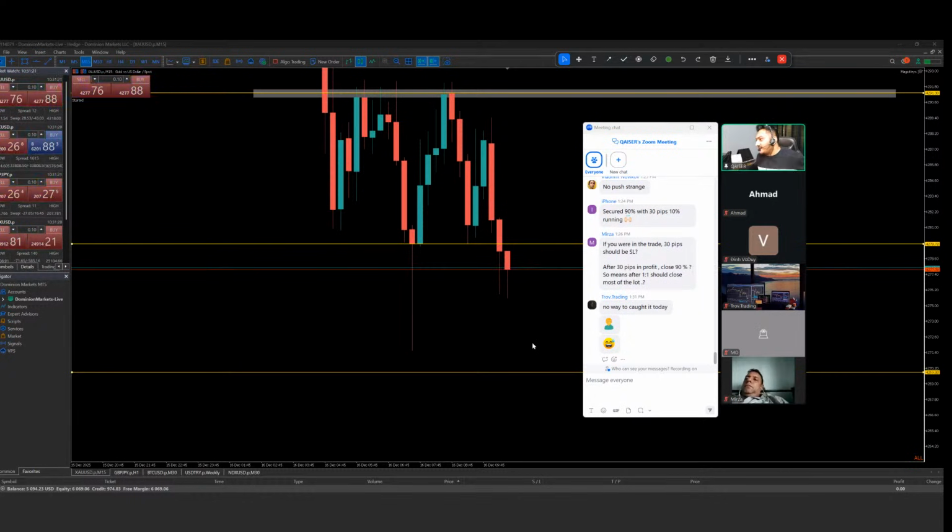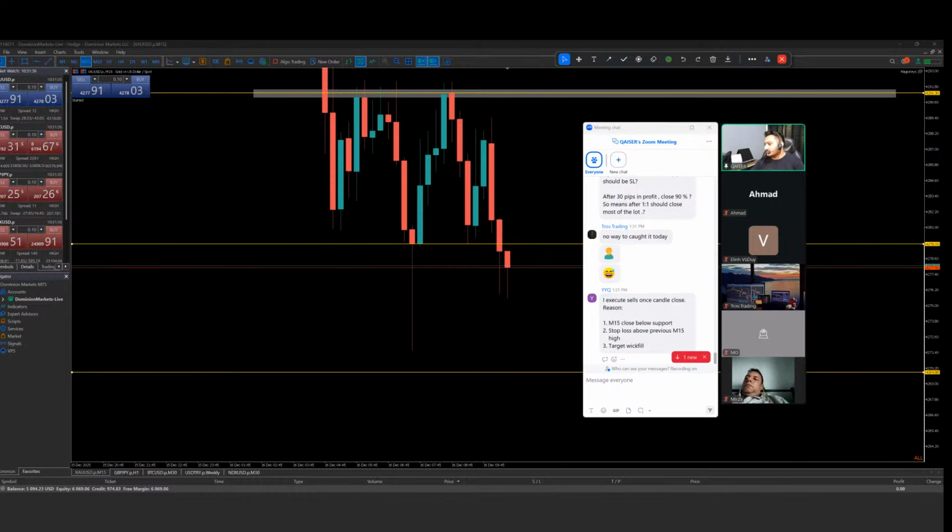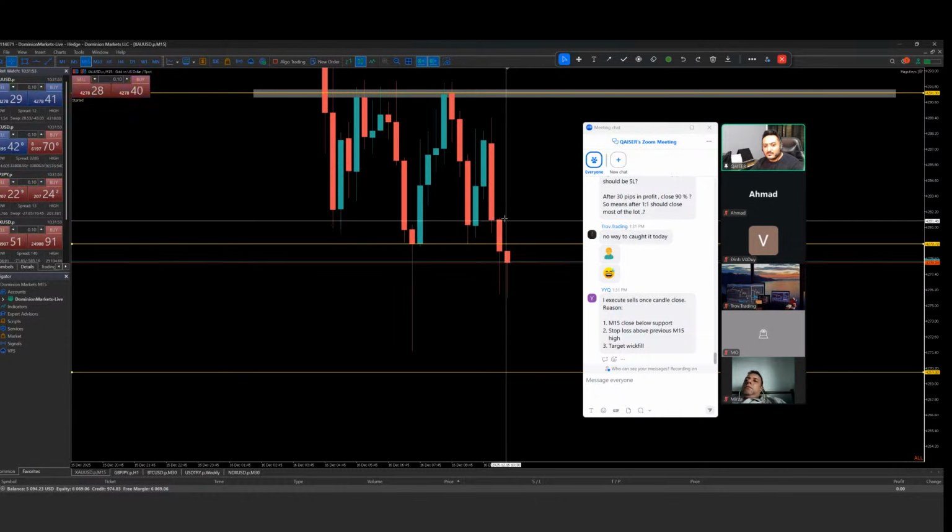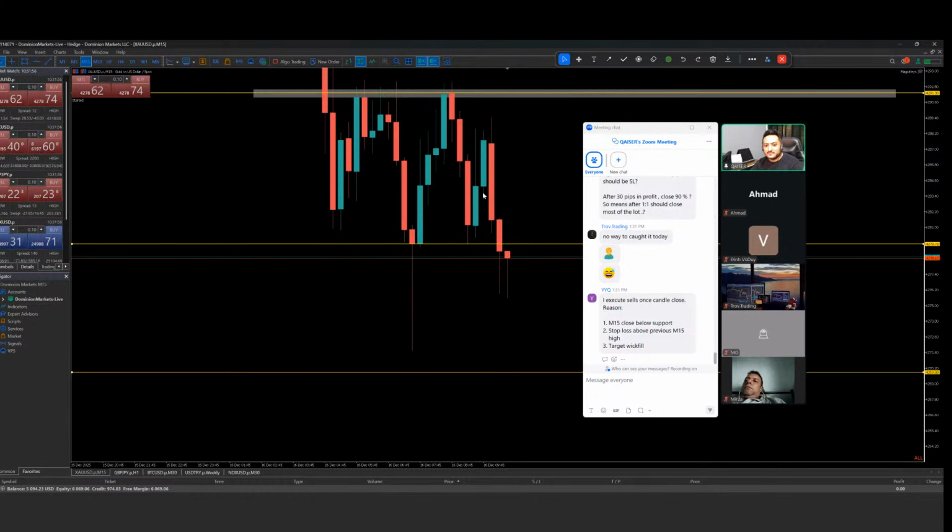Yes, you are right, actually, I think so. Just due to NFP. I'm expecting gold should be bullish on NFP. You know what? What I'm expecting and what they are expecting. Let me look at this. Let's see a sneak peek towards Market Edge AI about the NFP. M15 close below the support, stop loss above previous M15 high, target wick fill. Yes, that makes sense. But if it's rejected and breaks above this high, we are pushing to the upside.